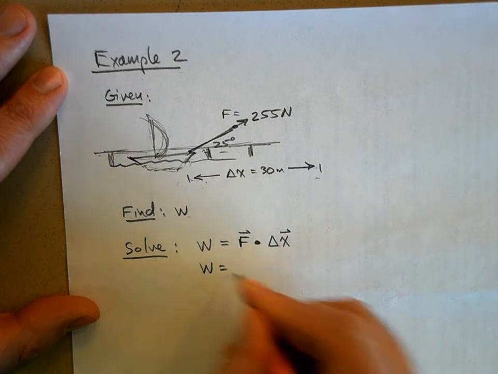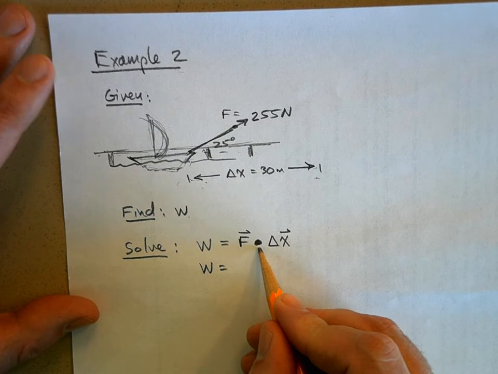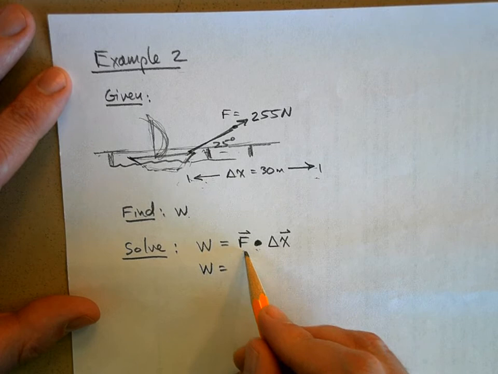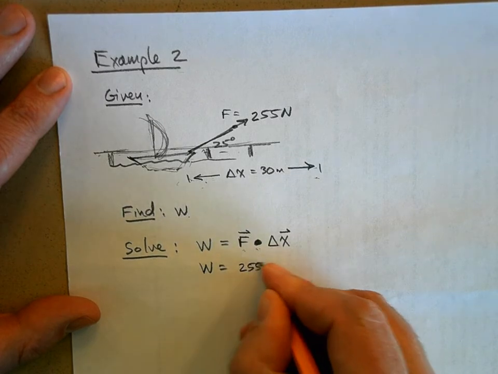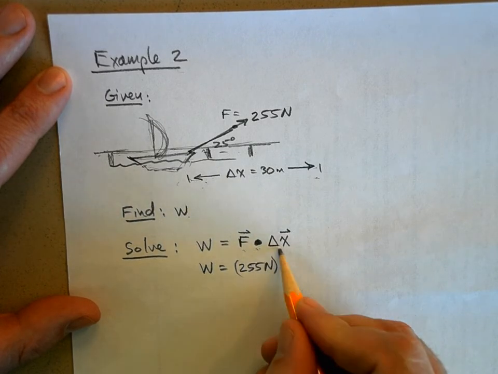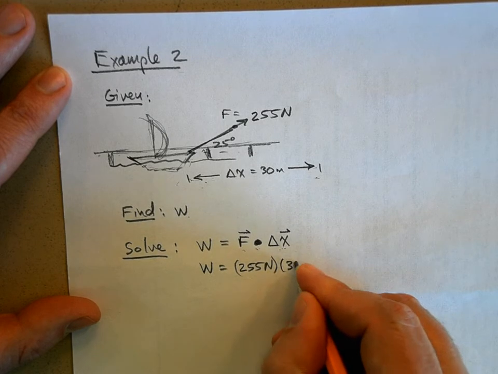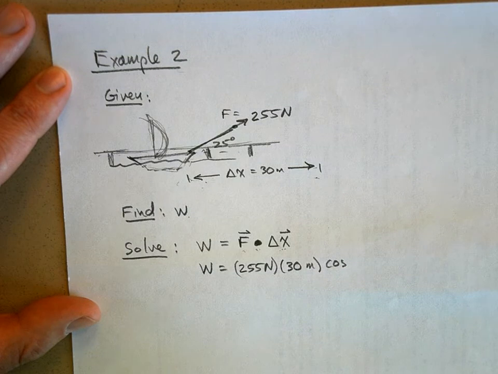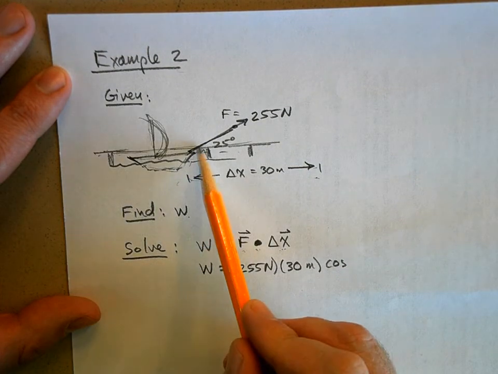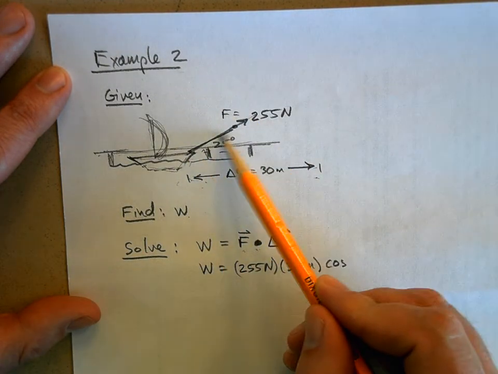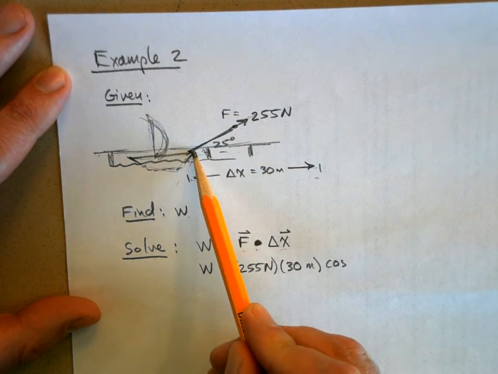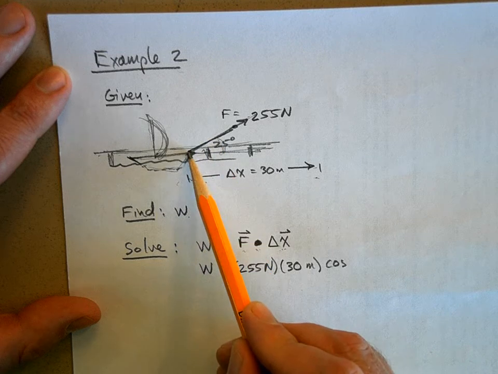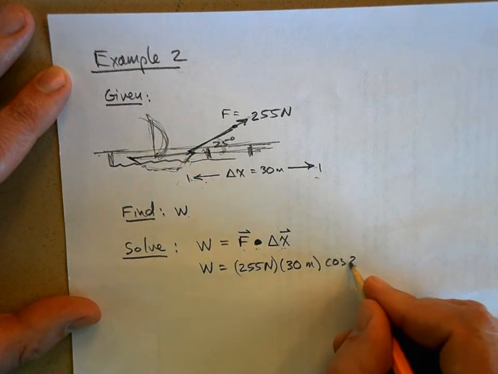And this dot tells you to do something. The dot says, hey, take the magnitude of this vector and the magnitude of this vector and multiply that by the cosine of the angle between them. Well, if I hook these two vectors up, 255 and then delta x looks like this, in this direction, the angle between them when I hook them up tail to tail is 25 degrees.